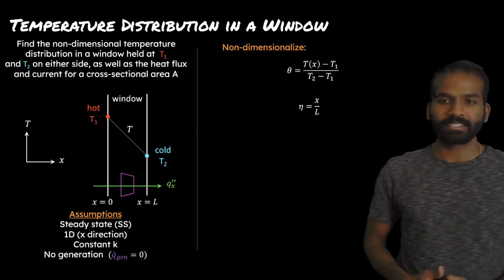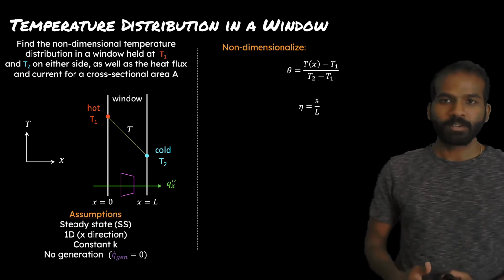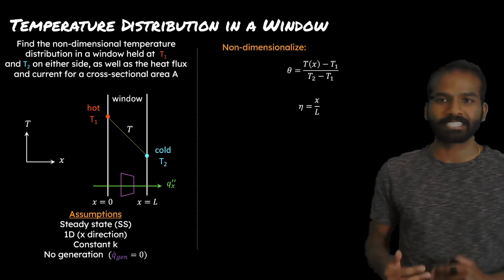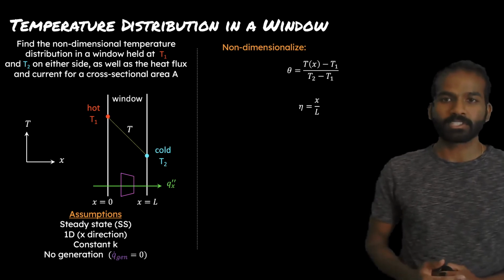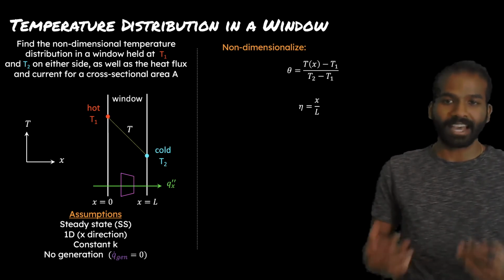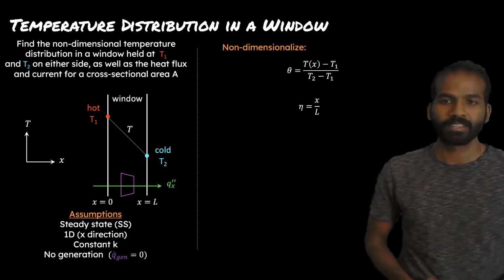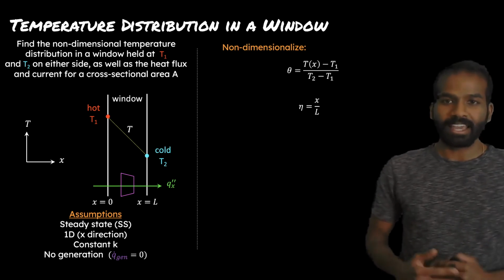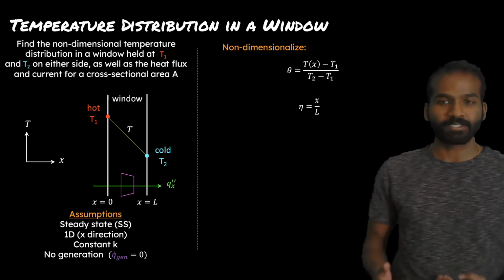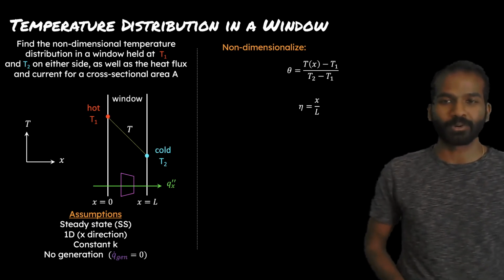This means that the temperature at any given point, we then subtract T1, and we normalize this against the maximum possible temperature difference. So this is a parameter now which ranges from 0 to 1, which is what we desire for a dimensionless group. We define eta equals x over L, so we now have a dimensionless distance, which also ranges from 0 to 1.